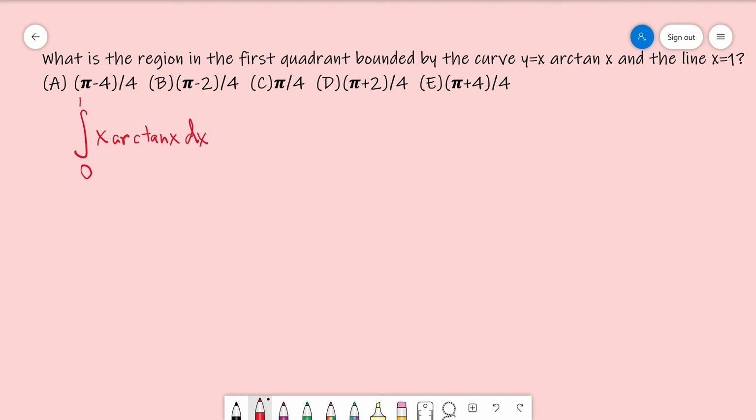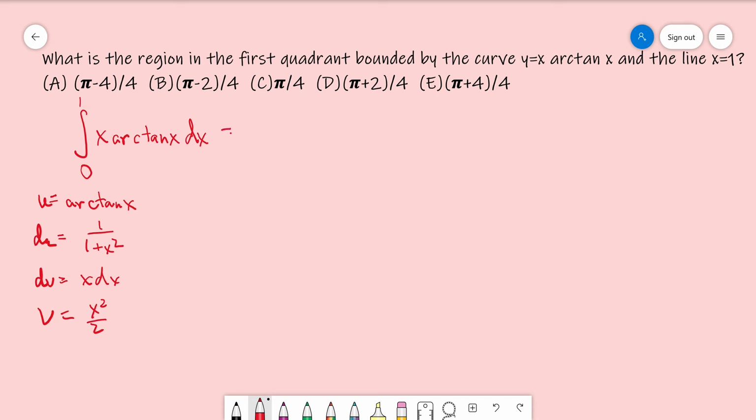dx. Now, this integral requires doing integration by parts, and the parts that we're going to use here are, we'll do u equals arctan x. So then du will be 1 over 1 plus x squared. That's the derivative of arctangent. And then our dv is going to be x dx. So our v is going to be x squared over 2.